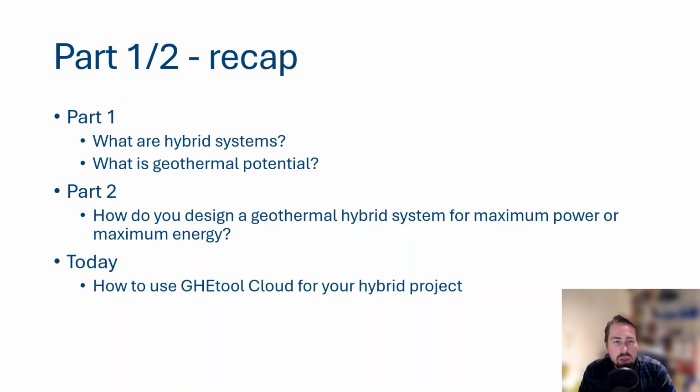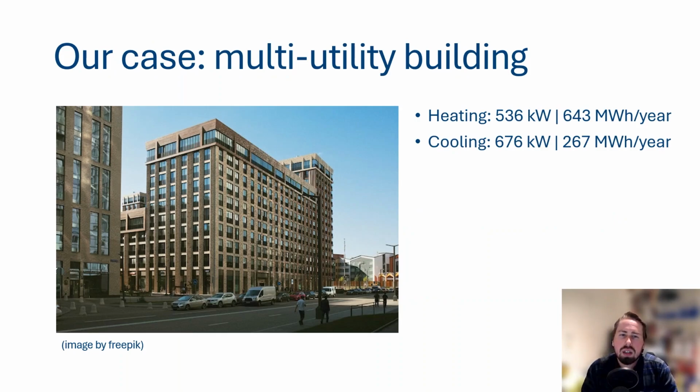So the building we will be discussing is a multi-utility building. And the figure you see here is just an illustration. The case is real, but it's anonymized. So we have a building which has 536 kilowatts in heating power with 643 megawatt hours per year of energy demand. And in cooling, we have a higher peak of 676 kilowatts, but a lower yearly demand of 267 megawatt hours per year.